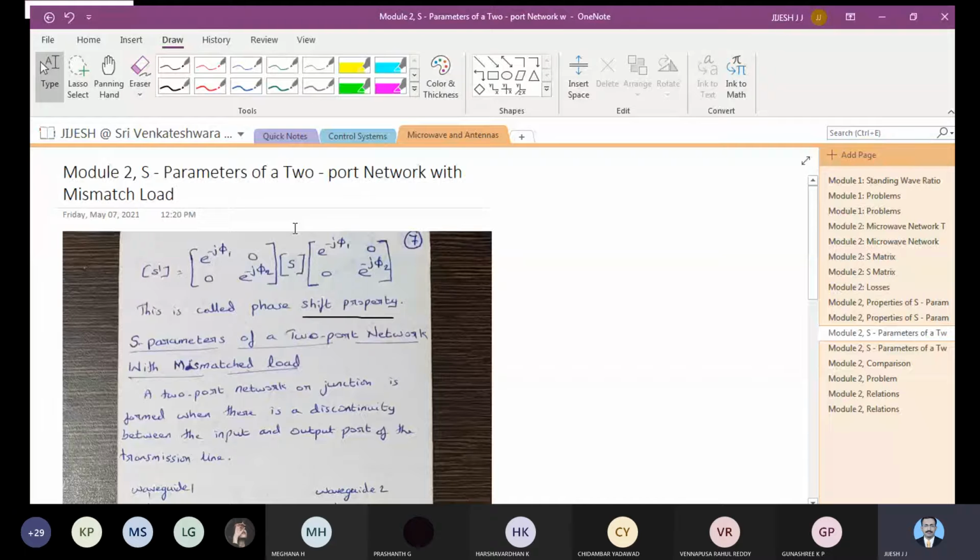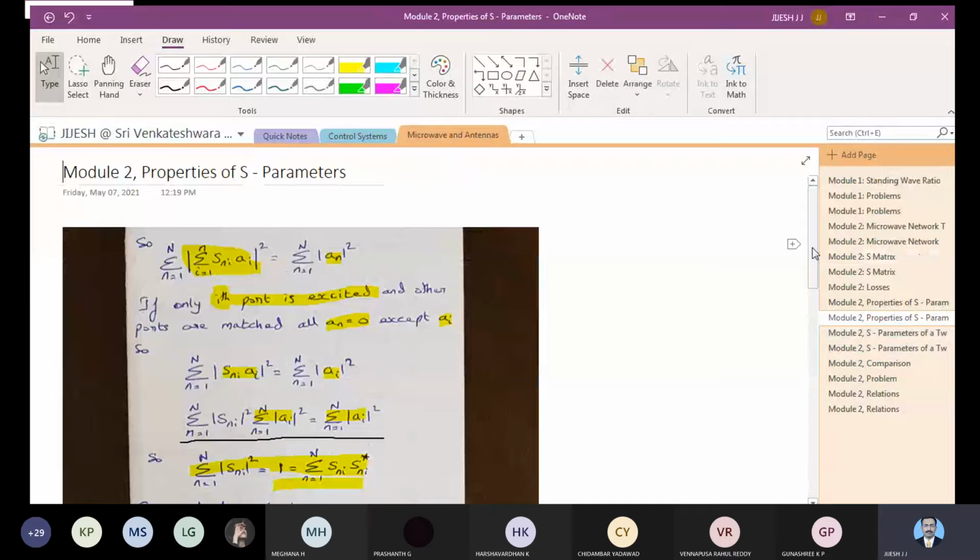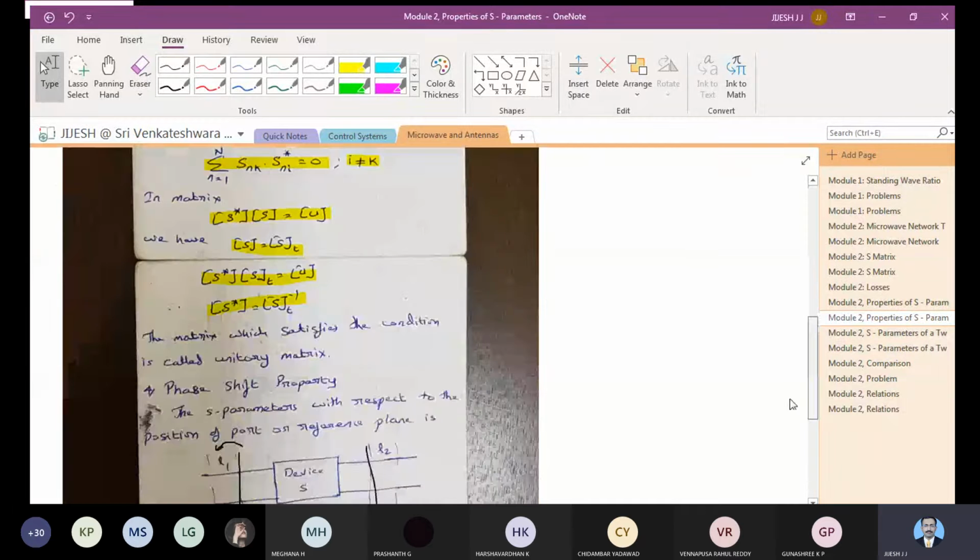So you complete it. Have you completed the phase shift property in the previous class itself, these things? No, sir. If you want to complete it, just complete it fast.